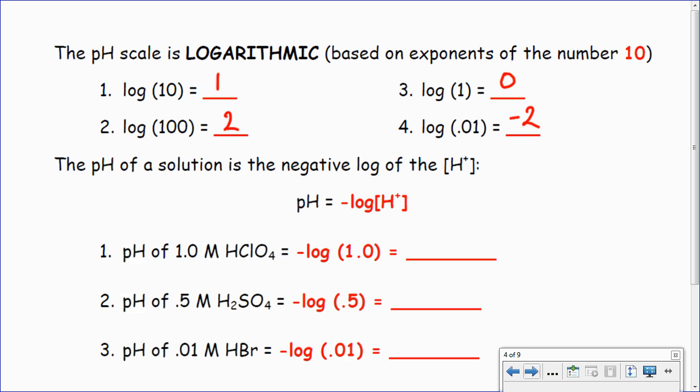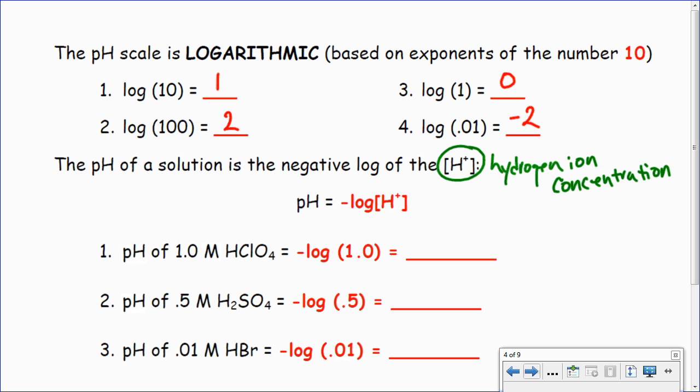This has to do mathematically with raising 10 to a power. 10 to the first is 10. 10 to the second is 100, etc. 10 to the 0 is 1. 10 to the negative 2 is 0.01. That's this relationship that we're talking about. Now, pH is the negative log of the hydrogen ion concentration. That's what this is. Hydrogen ion concentration.